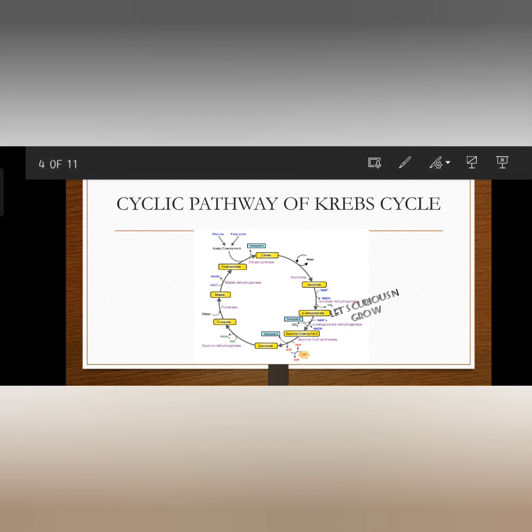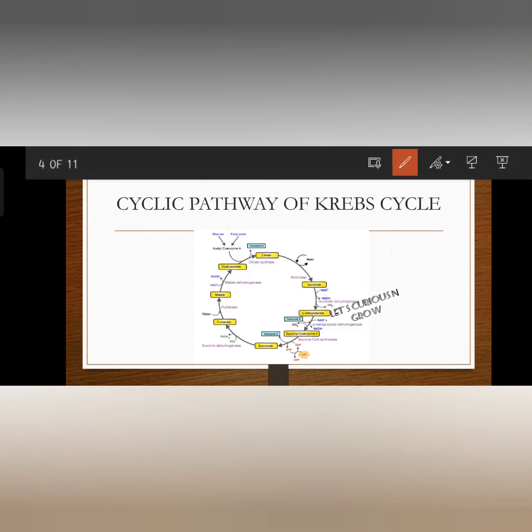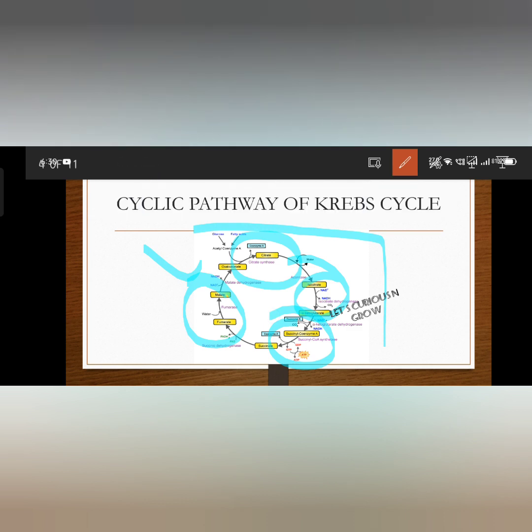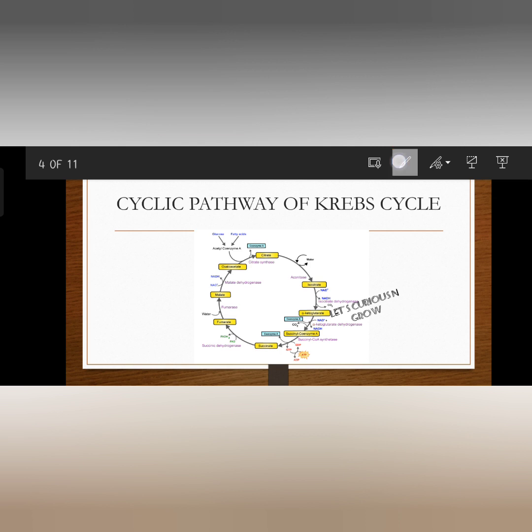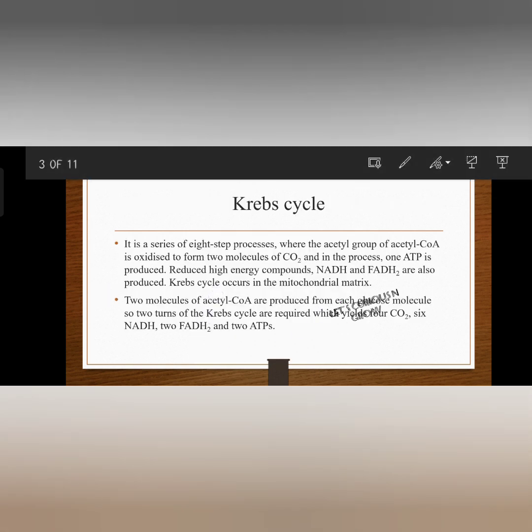So basically it is an 8-step chain reaction, and it is a cyclic pathway composed of a main series. Here you can see it is in cyclic form. So we will discuss the enzymes which are given in this yellow colored reaction. This is the trick to learn them in an easy way.